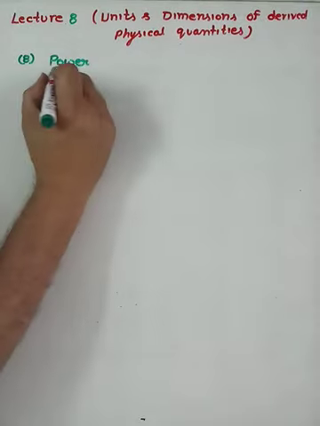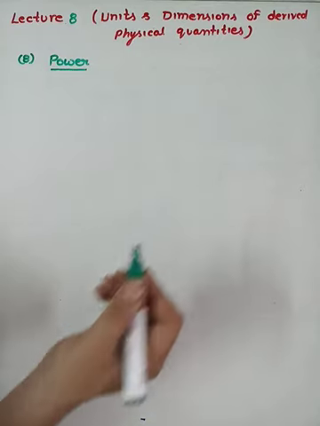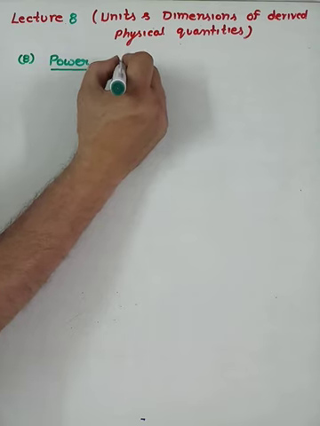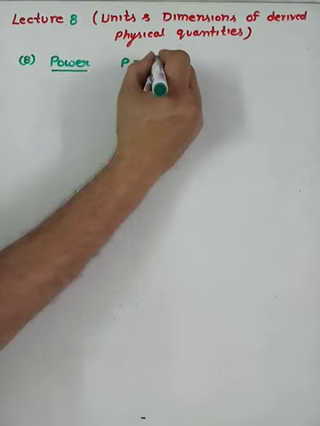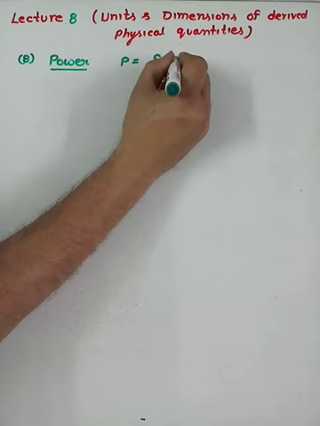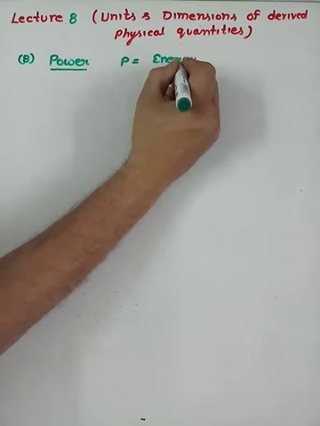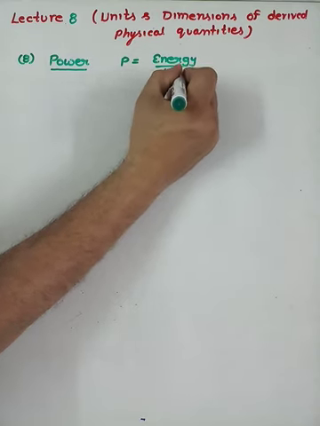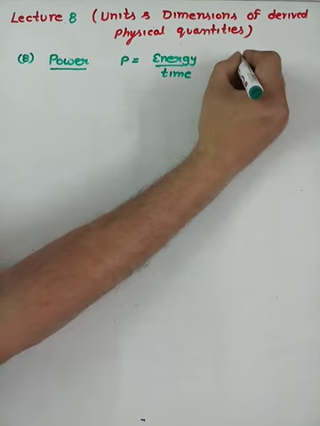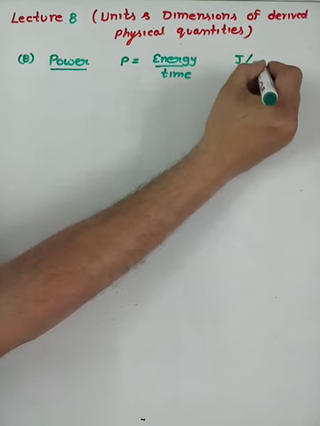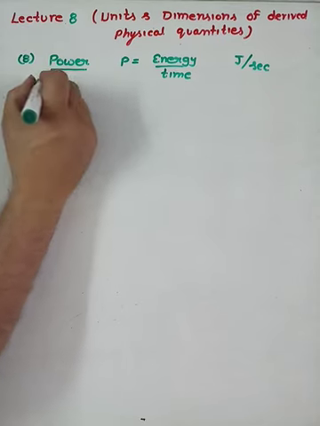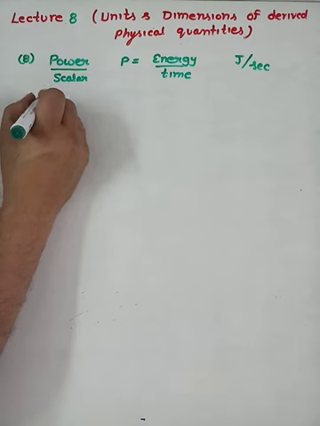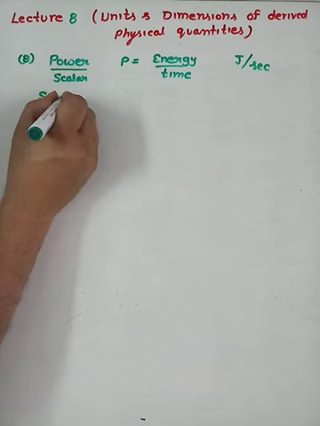Now the first method to find the unit is to know the formula in which power is used. Power is, as we know, energy per unit time. Rate of doing work done per unit time, or energy per unit time, is called power. Energy has unit joule, time is second. It is a scalar quantity and its SI unit is watt.